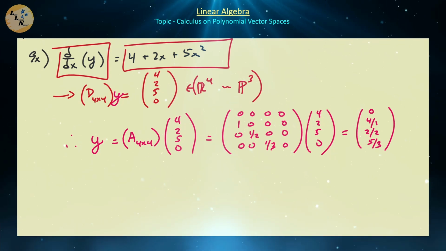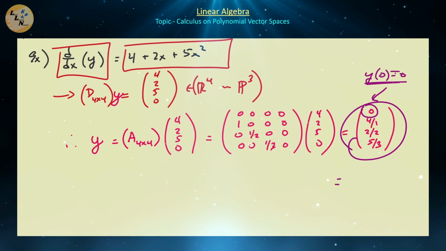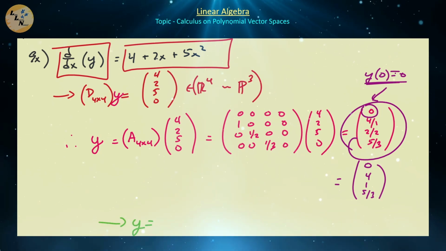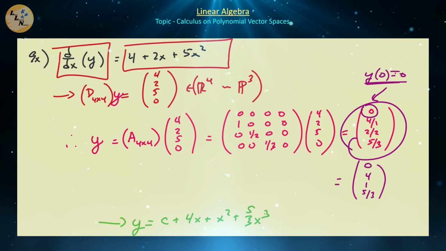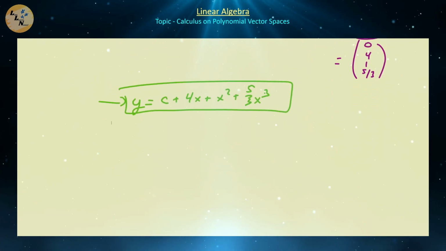Right? Now keep in mind, this is generated from the free variable, so if we don't want that to be 0, we can just map that to be c, but this is true if and only if y of 0 is equal to 0. But generally speaking, this vector, of course, is going to be 0, 4, 1, and 5 thirds, so one can say that the general solution to that basic differential equation is going to be c plus 4x plus x squared plus 5 thirds x cubed, and that's going to be the general solution for that differential equation. And of course, if you have an initial condition, you can find out what that c is.